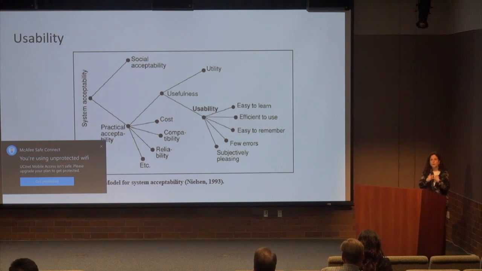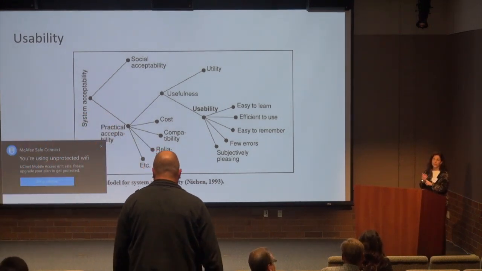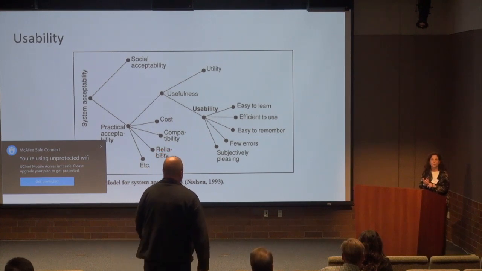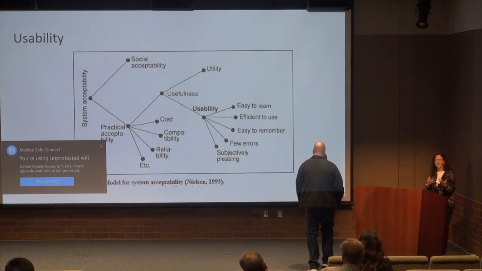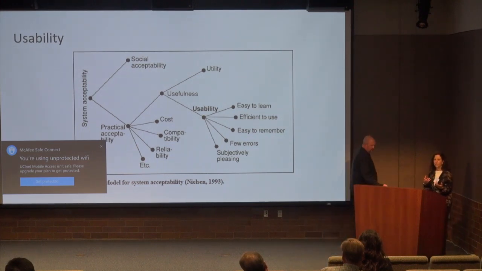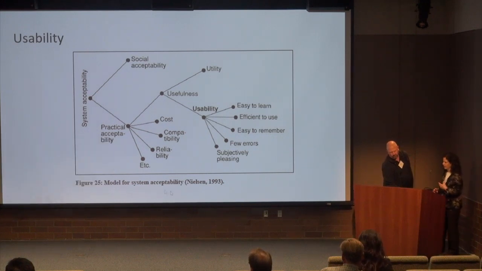My mom, when she was first using her cell phone, it had a horrible user interface. She couldn't figure out how to use it. It was not usable. But the utility of it, to be able to call people when she was away, overrode any barrier that the usability had. And so she learned to figure it out. She decided to take the time to learn how to use it.